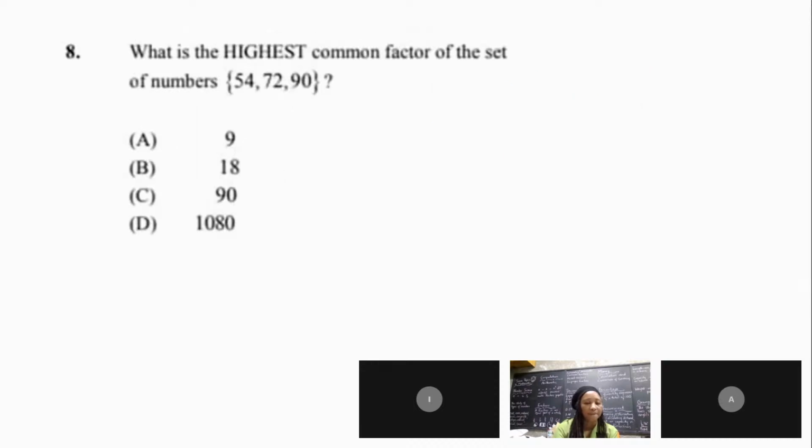Number 8. What is the highest common factor of the set of numbers 54, 72, and 90? It looks like the factors of that are 1, 2, 3, 4. Just choose from the options which one is the highest common factor. That would be 9. That would be 18. Sorry, 18. Okay, so 18 can go into all three.